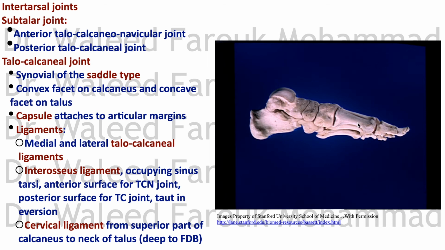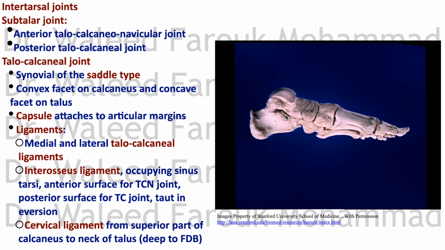Okay, this is the medial side of the foot. This is the navicular. This is the talocalcaneonavicular joint. This is the head of talus. Okay? Posterior is the talocalcaneal. So this is the talocalcaneal. This is the talocalcaneonavicular, and together they are the subtalar joint.